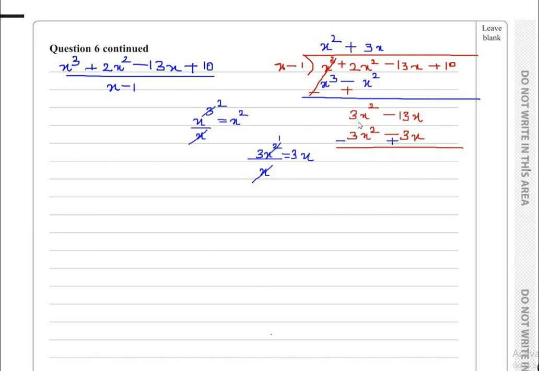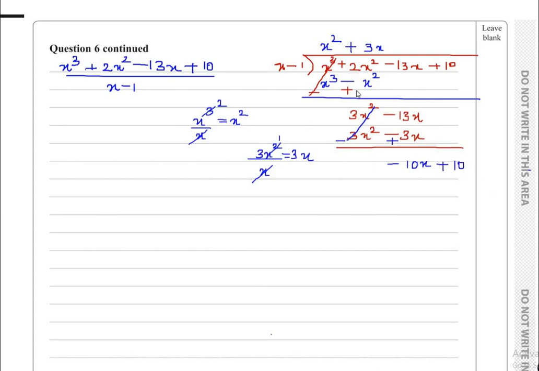Again, since the terms are the same but with opposite signs, this is plus and this is minus. This one cancels. And we are left with negative 13x and positive 3x. This gives us negative 10x. Let us bring down the last term over here, plus 10.